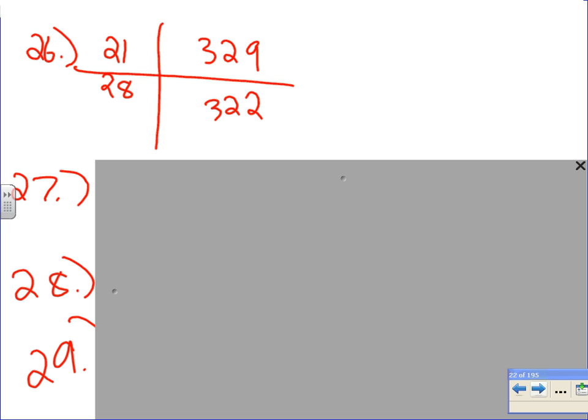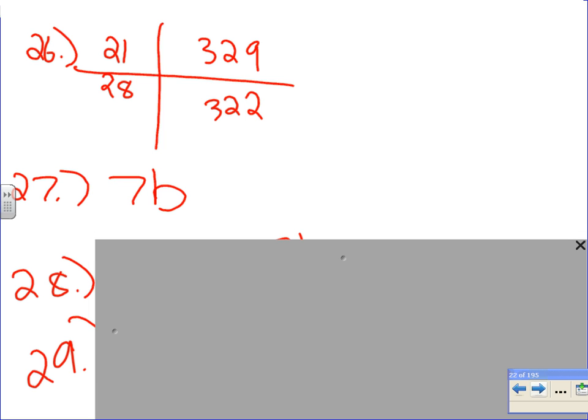Okay, Zach, what did you have for 27? Good. So 7 times B or 7B. Remember, you can have this written 3 different ways. You could also have 7 times B, or you can have parentheses around one or both of the terms. So there's 3 different ways you could write that.